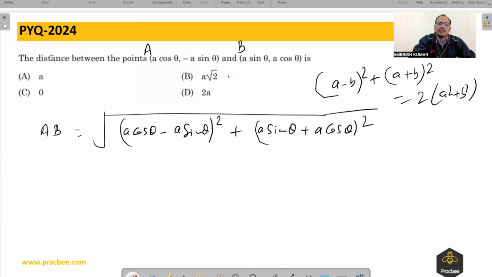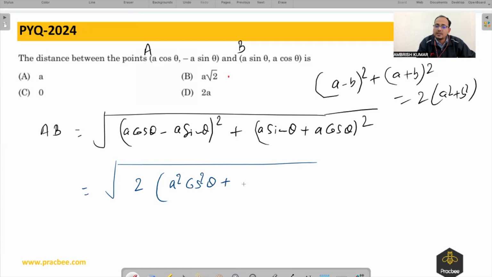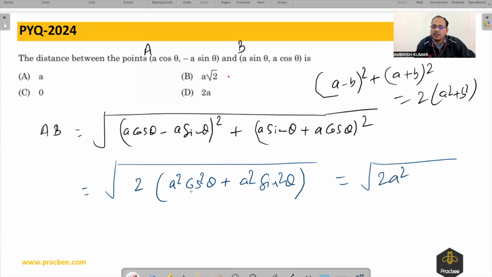a cos theta minus a sin theta, a cos theta plus a sin theta. So it's going to be a square root of 2 times (a square cos square theta plus a square sin square theta). You can take this a square common. So you are going to get 2a square times (cos square theta plus sin square theta), that becomes 1. So the square root of 2a square, that's a times square root of 2. So option B is the correct option.